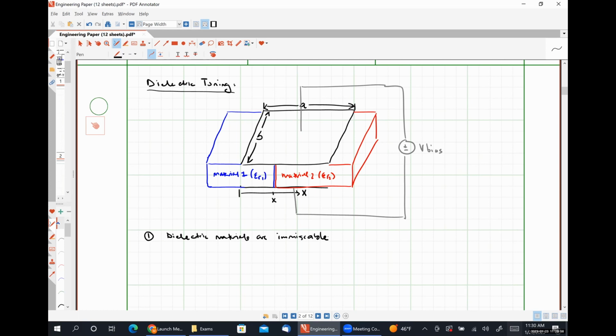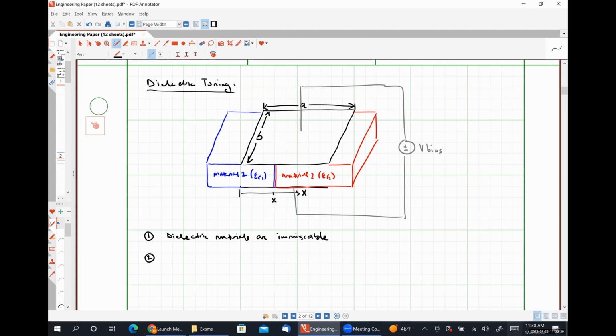So effectively, this means that they don't mix up with each other, right? Dielectric tuning isn't usually performed with solid dielectric materials. It's often performed with fluidic dielectric materials. And so it's important that the two materials don't like each other or maintain some surface tension when they come into contact with each other so that they do not mix, okay? So that is one criterion. The dielectric materials can't mix.